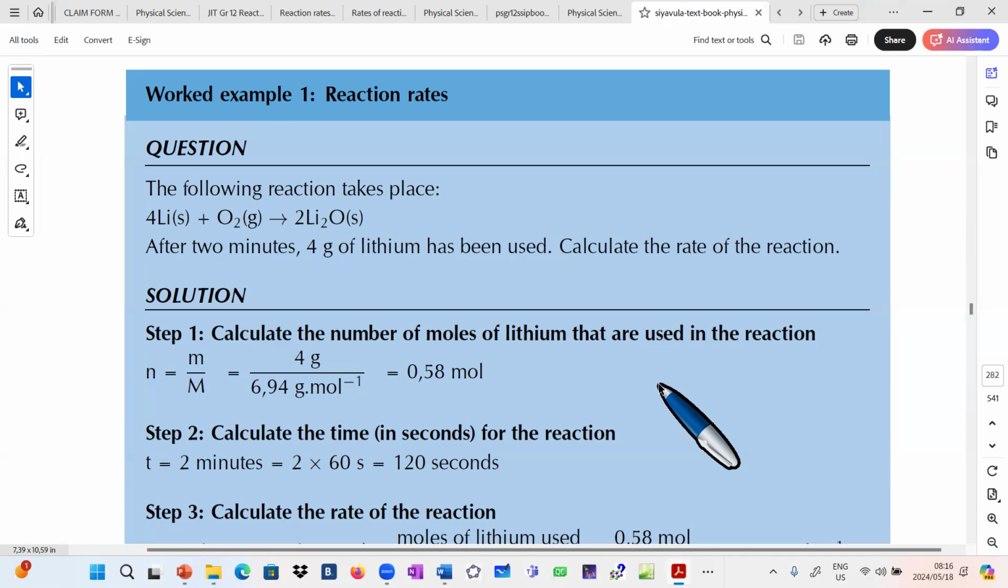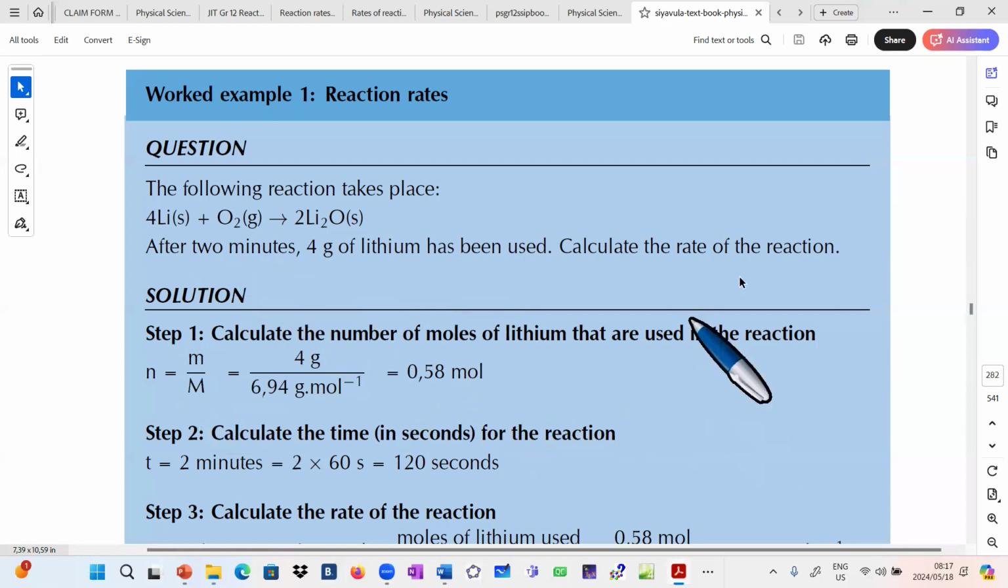So let us look at first things first. How do we calculate the rate of the reaction given that 4 grams of lithium has been used? One of the reactants has been quantified as 4 grams of lithium that has been used, after 2 minutes of time.